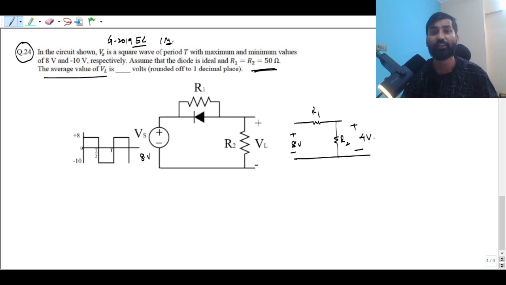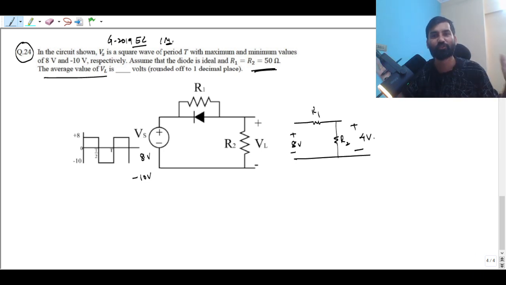Fine. So the diode is going to be on when you are in the negative half cycle, or you can say when you are applying minus 10 volt, right? So you can apply minus 10 volt here, so the diode is going to be on. If the diode is on, then what will happen? This resistance will be short circuited, because the diode is on and the short circuit is in parallel with the R1, right?